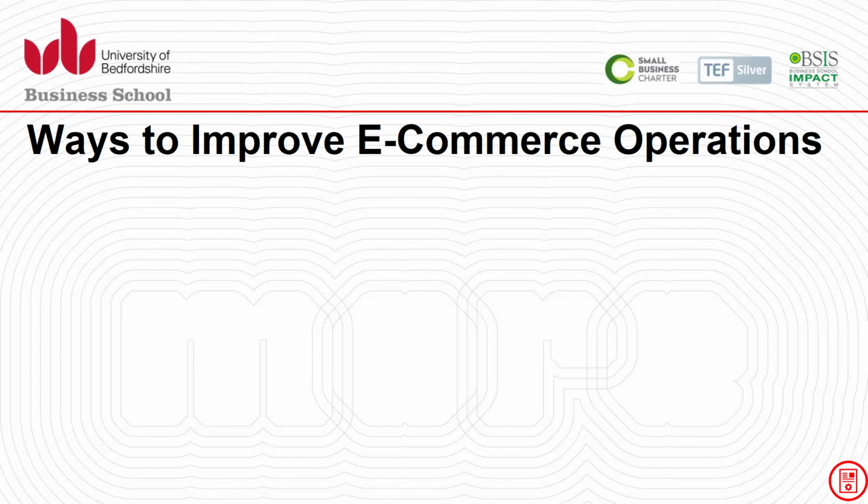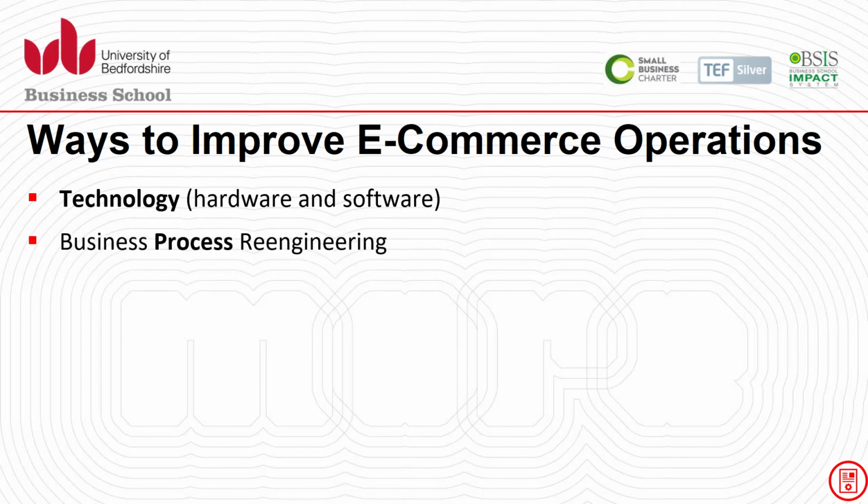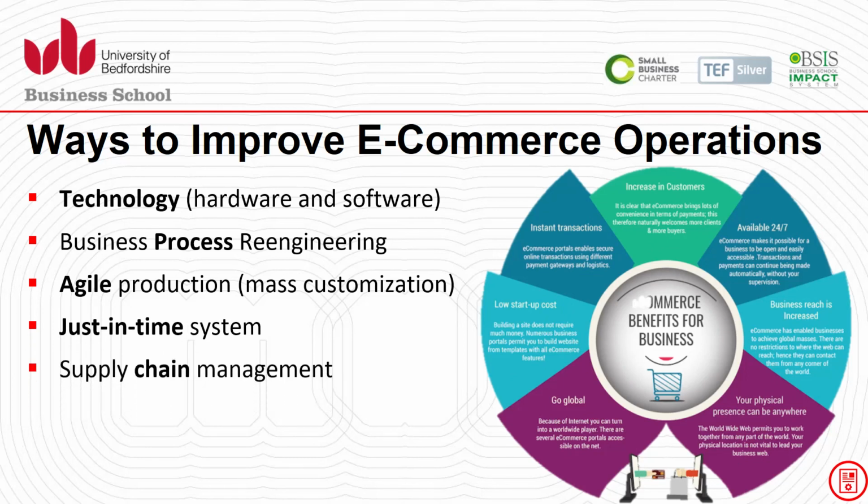Underpinning all e-commerce businesses is a set of smooth running, well thought through operations that help achieve your business goals. So technology, both hardware and software and infrastructure, and business process re-engineering are very, very important, because the processes need to be updated to be more efficient and effective. Agile production for, let's say, mass customization reduces the price and gives customers the best choices with a range of options. And of course, just-in-time system is another important feature, and supply chain management end-to-end with enhanced improvement.